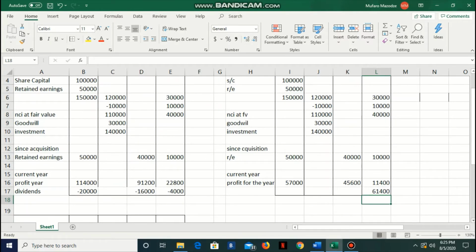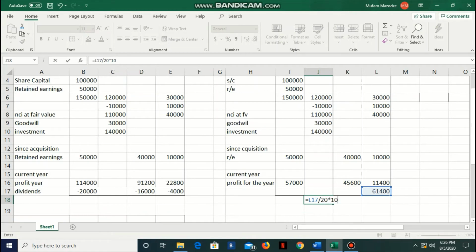So when the parent purchases additional interest, all that I do is I stand in this at-acquisition point and I say equals this NCI, which represents 20%, and I times it by 10% because I want to see how much 10% is actually worth. 10% is actually worth 30,700. So we say acquisition of 10%.